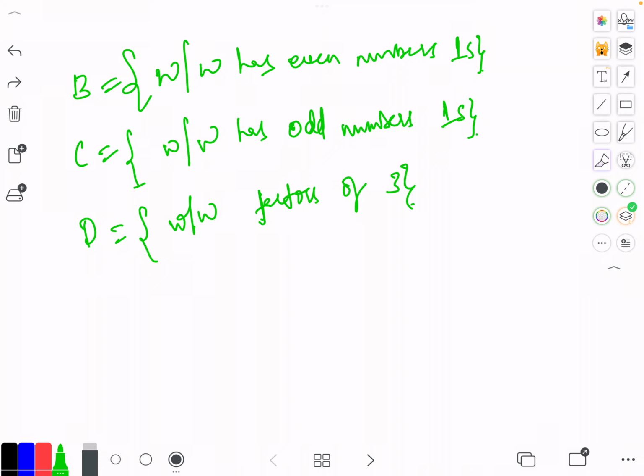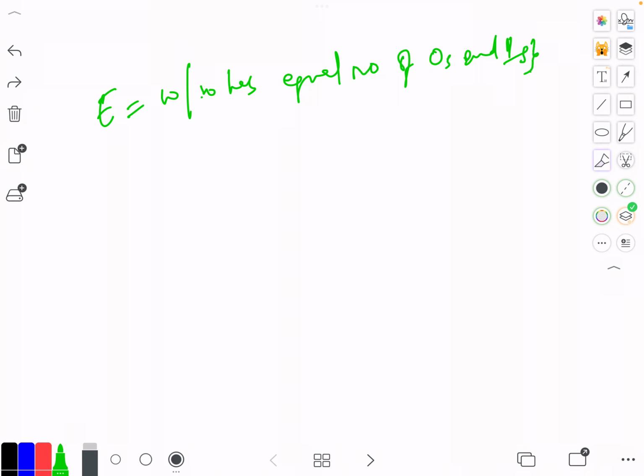For example, let's say E is the set of strings W that have an equal number of zeros and ones. This cannot be a regular language, because zeros and ones cannot be on the same page. Regular is something drafted in a very clean way, saying this has to be there and this shouldn't be there.